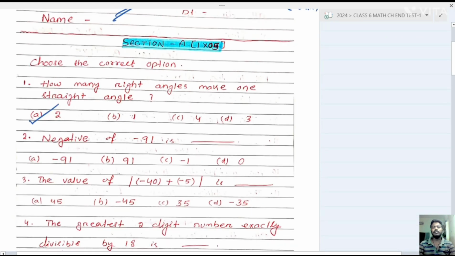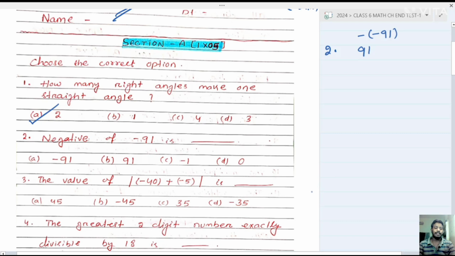Negative of minus 91. Okay, negative, we know, is also known as the additive inverse, yes or no? So this is important. So the answer to question number 2 is plus 91. Okay, it means minus 91, then negative means minus, so minus minus is plus 91.